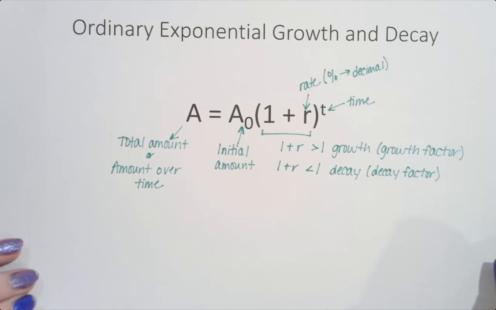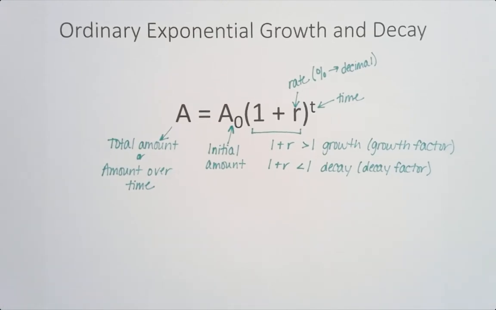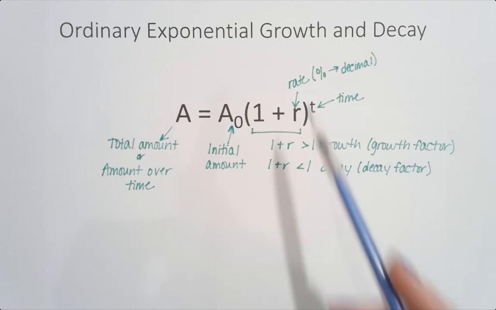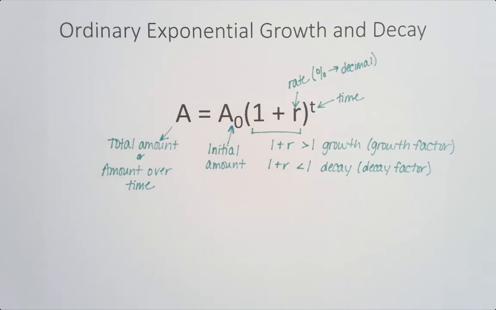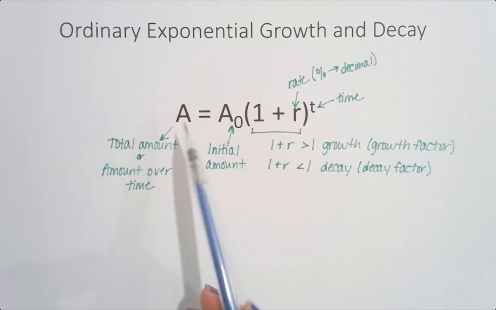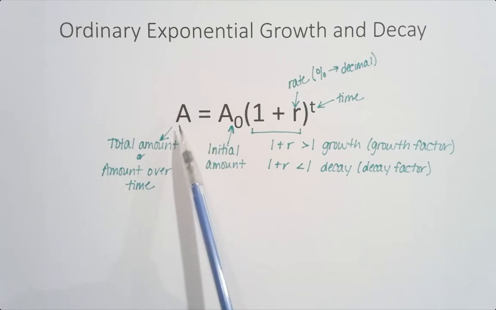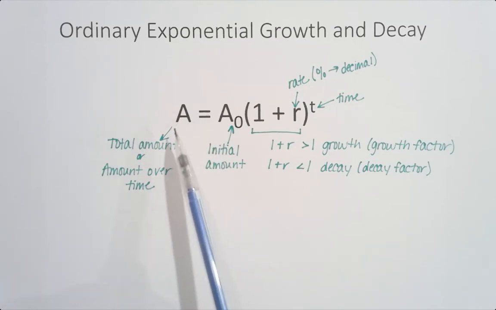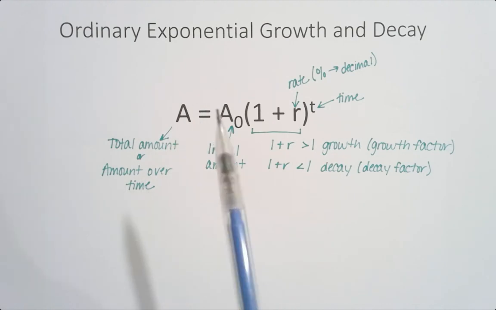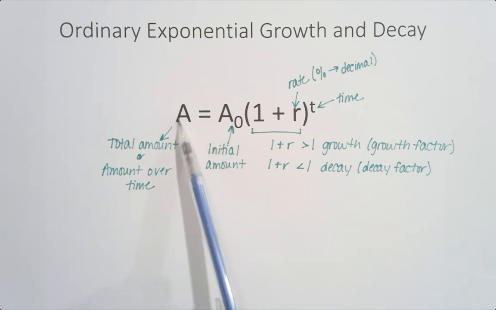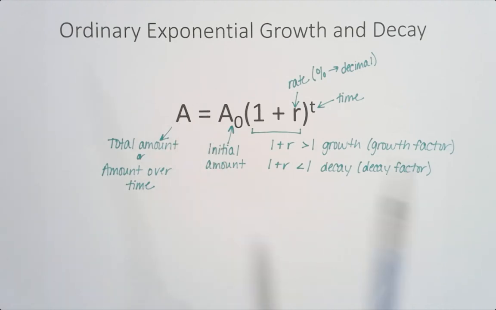So here is your first formula that you're going to be looking at. This is just ordinary exponential growth and decay. It's usually a situation where over the course of 1 year, there's a specific rate that you will be either increasing or decreasing by. And I'll show you what I mean by that. This A over here stands for your total amount or your amount over time, depending on what teacher you have, what textbook you are reading, and also what YouTube video you're watching. Some people might refer to it as 2 different things.